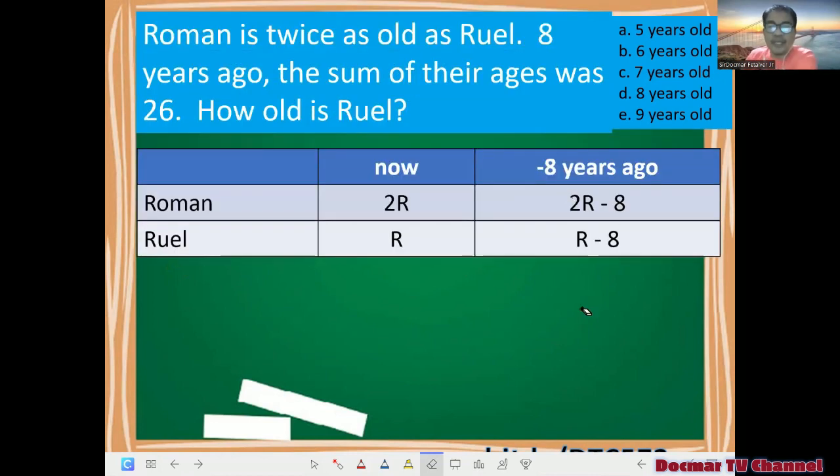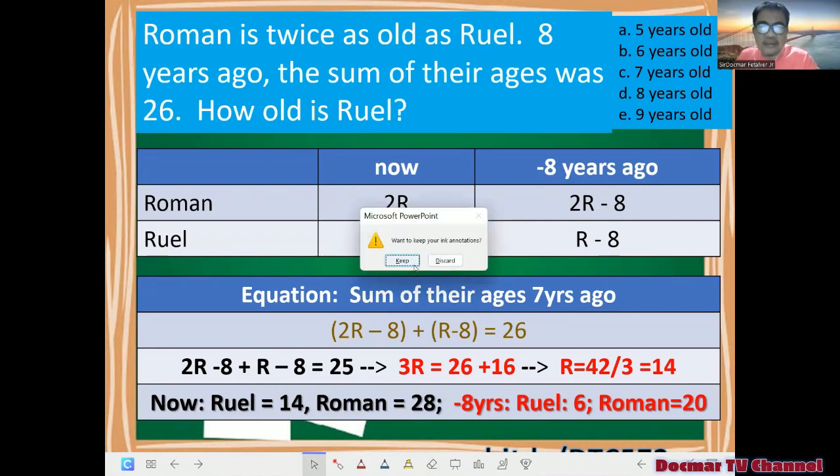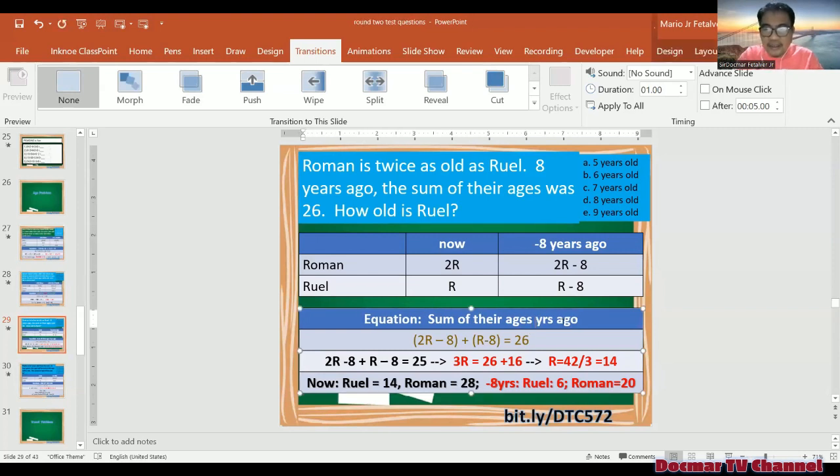Okay. So we have this given for Roman, 2R, and we have 2R minus 8. Ruel, the age of Ruel is R, of course, and 8 years ago, R minus 8. So what is being asked there is 8 years ago. Okay, sorry. So this is 8 years ago.